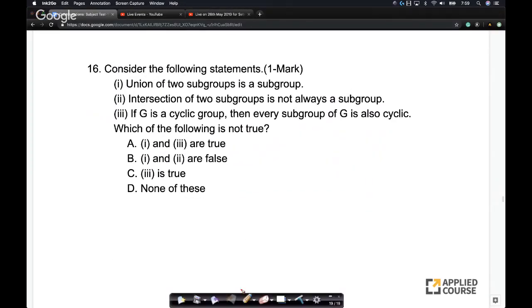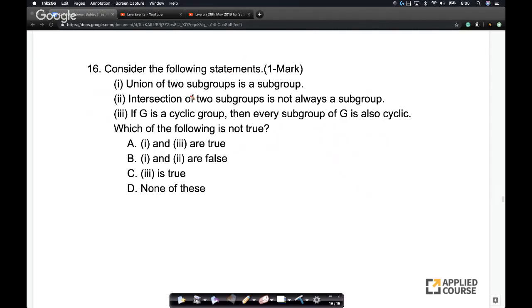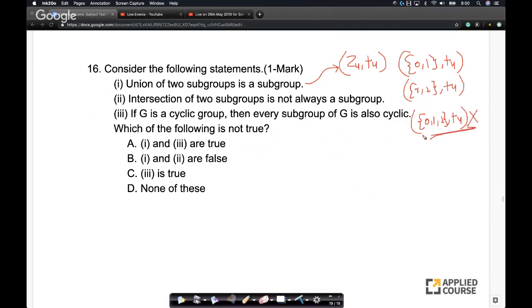Okay, so consider the following statements. Union of two subgroups is a subgroup. So let's see, is the union of two subgroups a group? Actually, the union of two subgroups is not always a subgroup. Again, we discussed this in the course videos. We took the addition modulo 4 group, and we said {0, 1} with plus 4 is a group. Similarly, {0, 2} with plus 4 is a group. But the union of both of them, we've discussed this in the course videos, is not a subgroup.